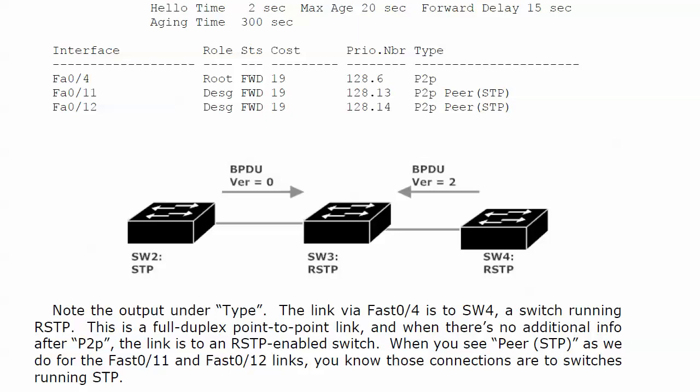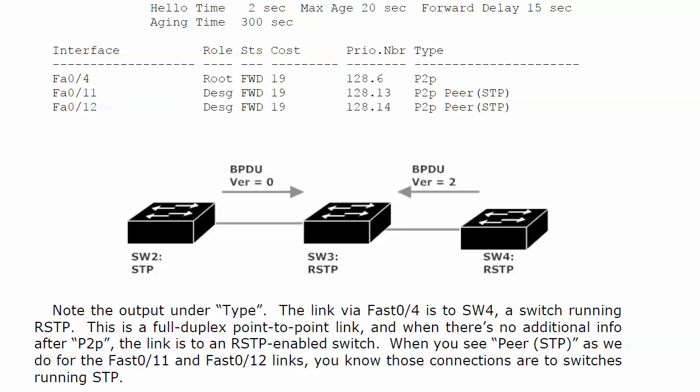The BPDU version number will be different in the BPDUs coming from switch 2 and from switch 4, and it's that BPDU version number that's the tip-off to switch 3 and says, okay, I know how to handle this communication from switch 2, it's STP. Oh, well, this BPDU coming in from switch 4, that's version 2, so I know it's RSTP.